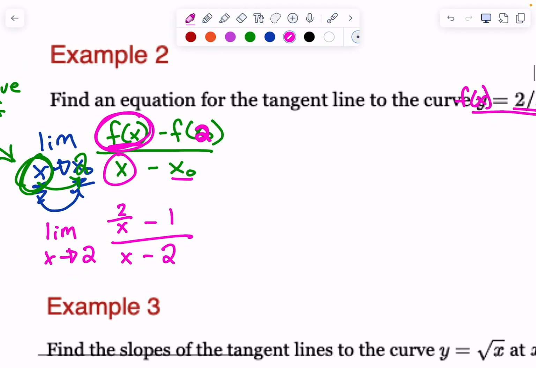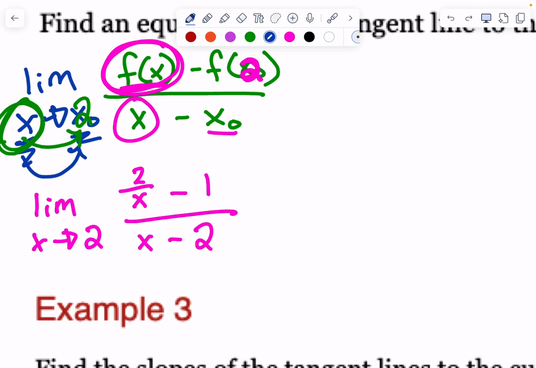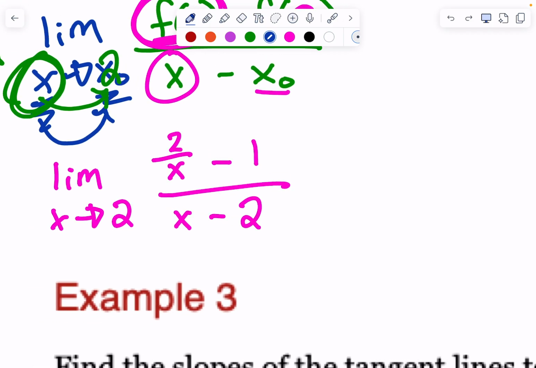So now we have that stuff plugged in. We plugged numbers in for x, f of x, f of 2, and then 2 in for x naught on the bottom, okay? Now, I'm trying to evaluate this limit. Can I plug 2 in? No. So what I do instead is I try to simplify it, all right?